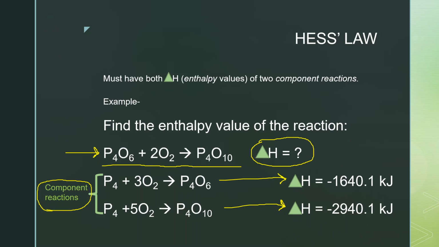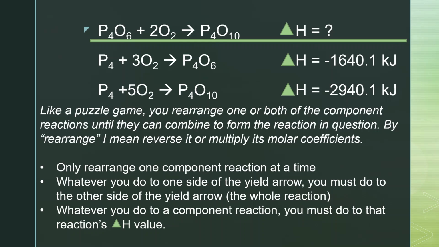And what you're going to want to do is rearrange these two component reactions in such a way that when you combine them together, when you cancel out all of the like terms on either side of the yield arrows, you get this original formula. So you'll see how to rearrange these component reactions here. So it's like a puzzle game.